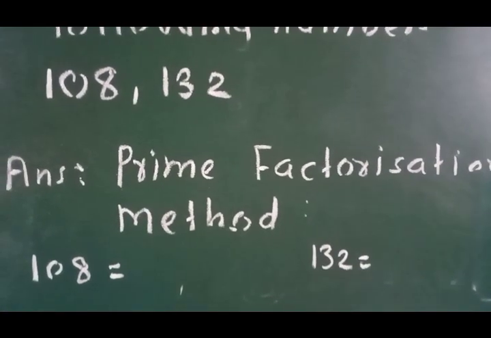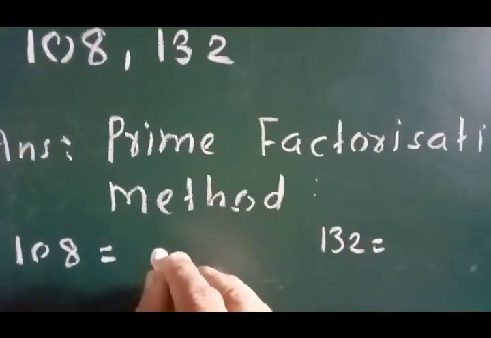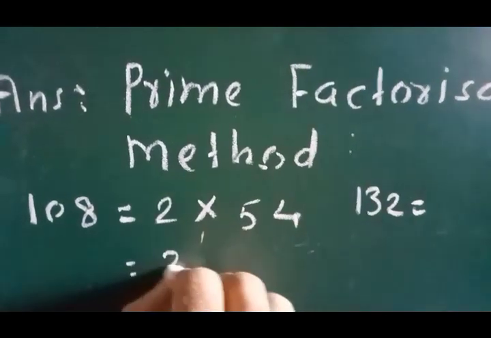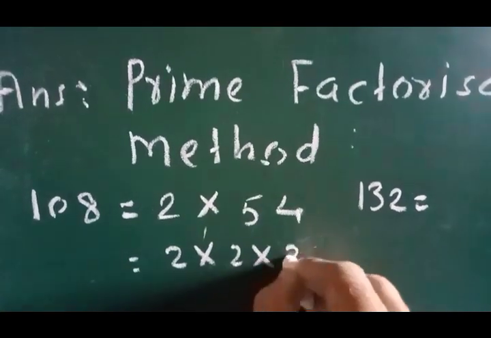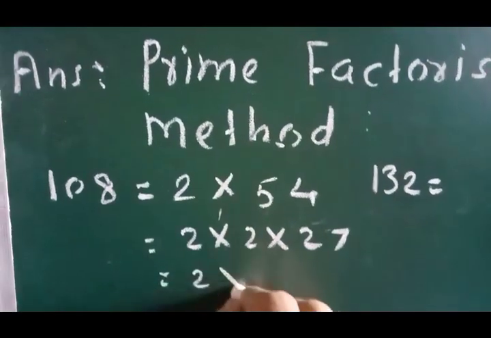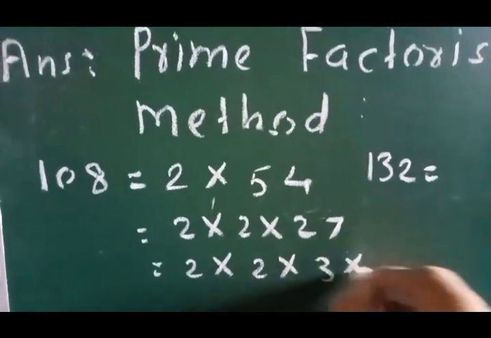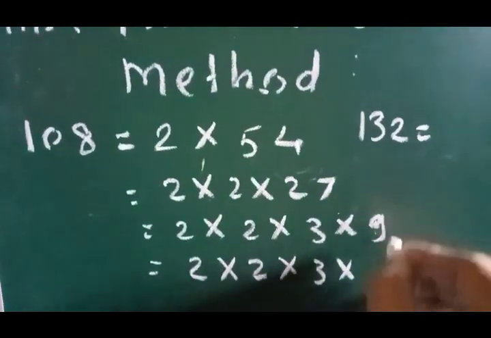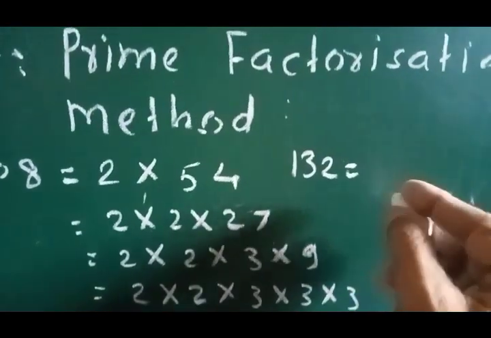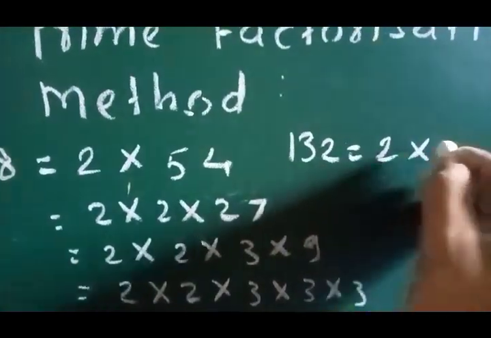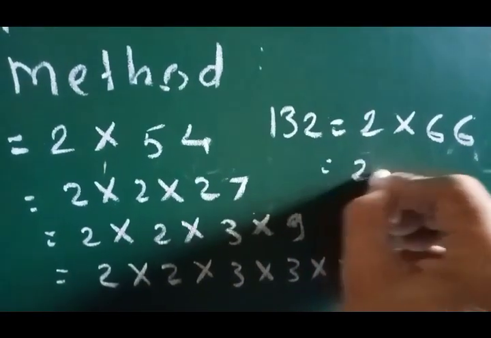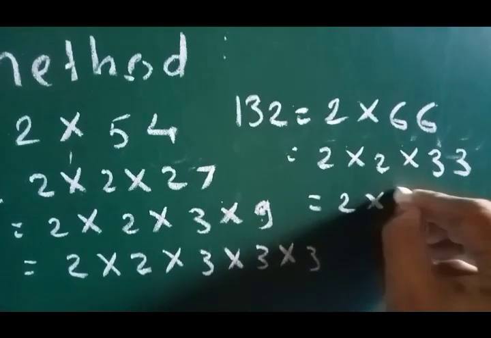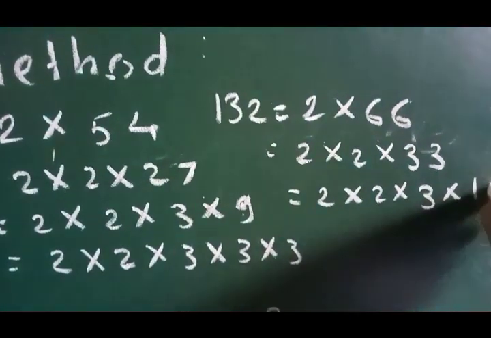Then 108 and 132. Prime factorization method. 108: 2 into 2 fives are 10, 2 fours are 8; 2 into 2 into 2, 2 twos are 4, 2 sevens are 14; then 2 into 2 into 3, 3 nines are 27; then 2 into 2 into 3 into 3. Then 132: first 2, 2 sixes are 12; 2 into 2, 2 threes are 6, 2 threes are 6; then 2 into 2 into 3 into 11.